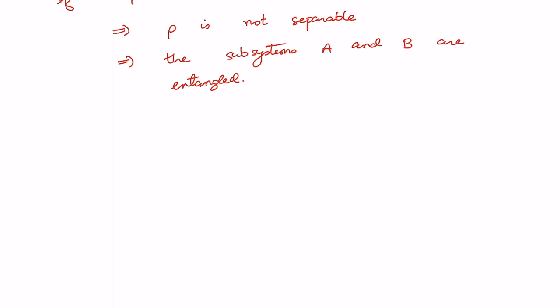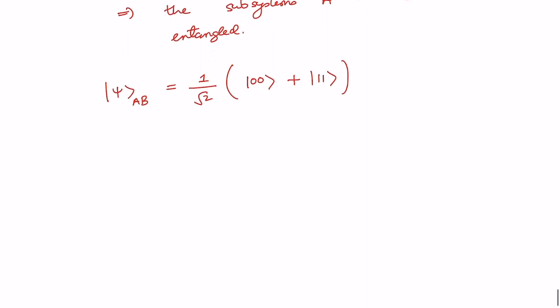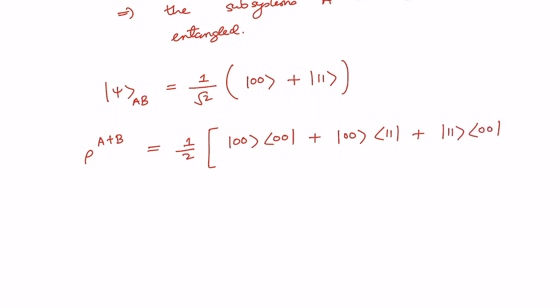Consider this composite system of A and B represented by this ket. Say we have 1 by root 2 times ket 0,0 plus ket 1,1. We already know this is an entangled state, but let us see what the PPT criterion tells us about it. The density operator corresponding to this composite system would be equal to half of ket 0,0 bra 0,0 plus ket 0,0 bra 1,1 plus ket 1,1 bra 0,0 plus ket 1,1 bra 1,1.